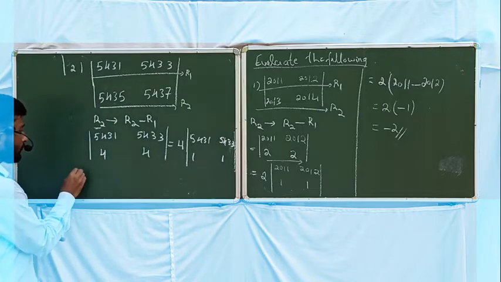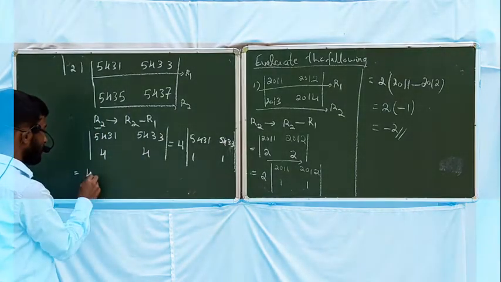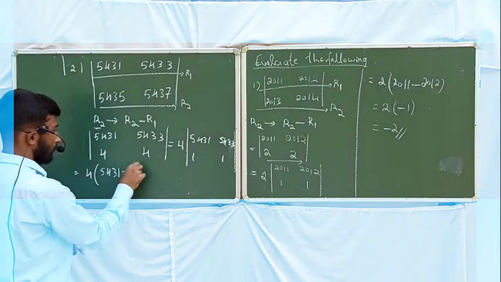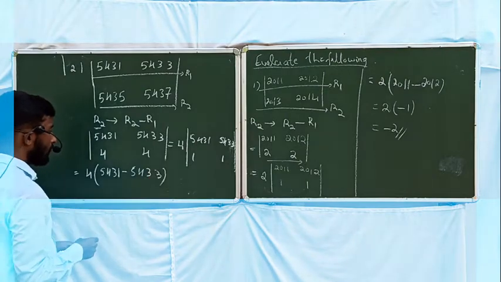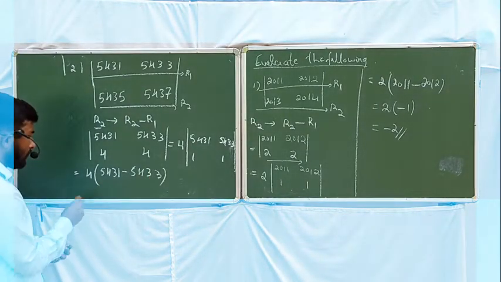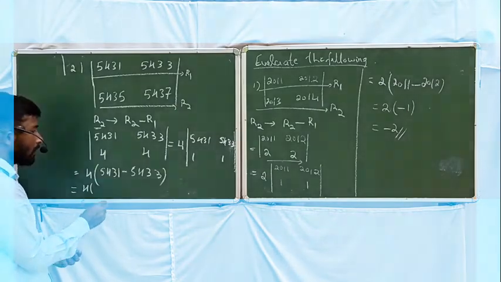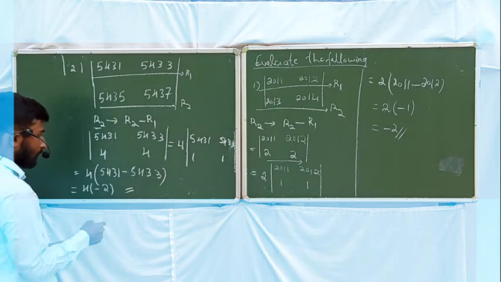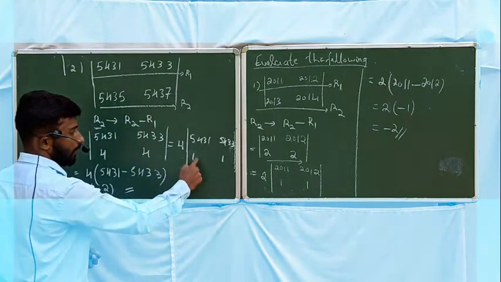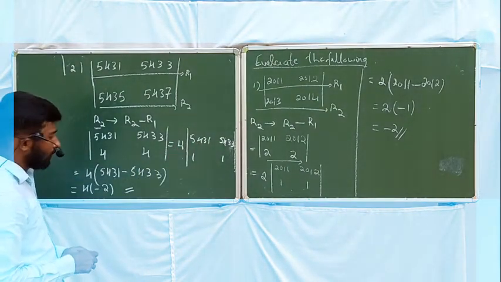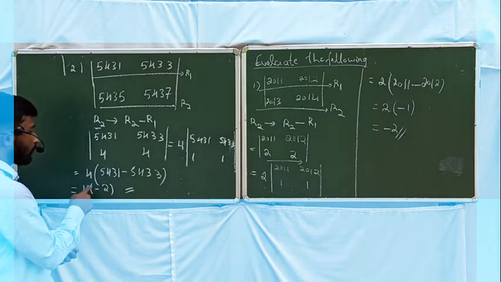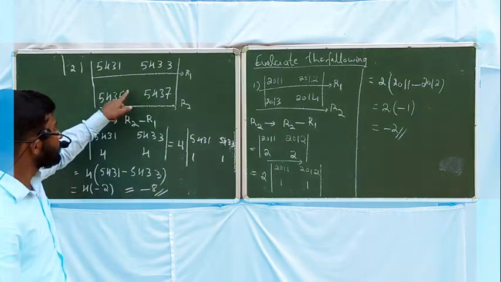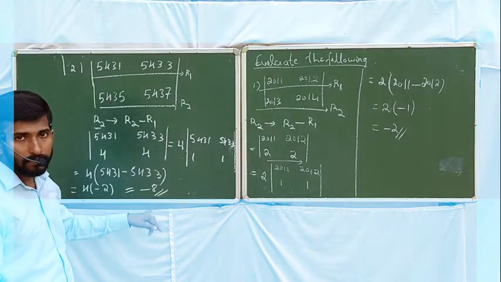Now simplify that determinant, keeping 4 outside, multiply 5431 minus 5433. Okay, 31 minus 33, here it's equal to 4 into, minus 2 is remaining. Then in the next step, this one is clear, right? Product of diagonal entries minus product of non-diagonal entries. So minus 2 is remaining. 4 into minus 2, its answer is equal to minus 8. Therefore, the value of this determinant is equal to minus 8.